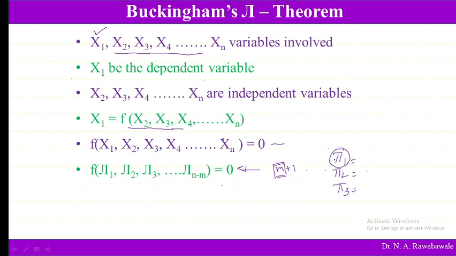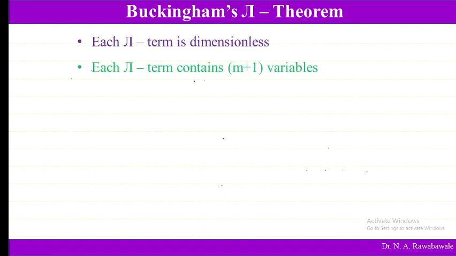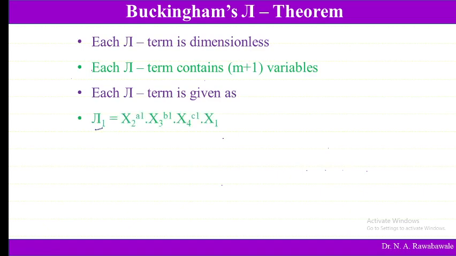Each pi term is dimensionless and is written as pi 1 equals x2 to the power of a1, x3 to the power of b1, x4 to the power of c1, and x1. So here x1, x2, x3, x4, x5 and so on are the variables. But out of these variables, x1 is the dependent variable, so we do not include x1 in the repeating variables. x1 is excluded from the repeating variables and is taken separately here. So this is the pi 1 term.